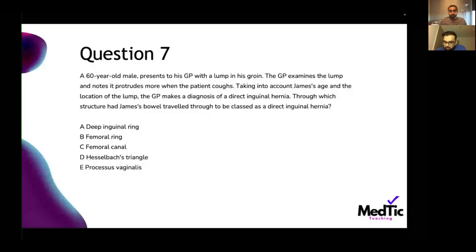Cool. So this is my last question. We've got a 60-year-old male presented to the GP with a lump in his groin. The GP examines the lump and notes it protrudes more when the patient coughs. Taking into account this guy's age and the location of the lump, the GP makes a diagnosis of a direct inguinal hernia. So through which of the structures has James's bowel travelled through to be classed as a direct inguinal hernia? Is it through the deep inguinal ring, the femoral canal, Hesselbach's triangle, or the processus vaginalis?